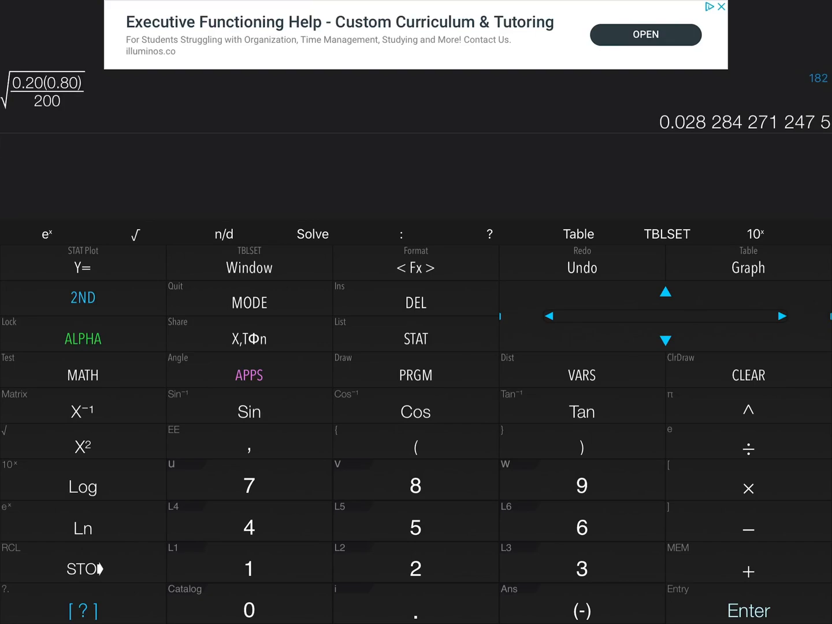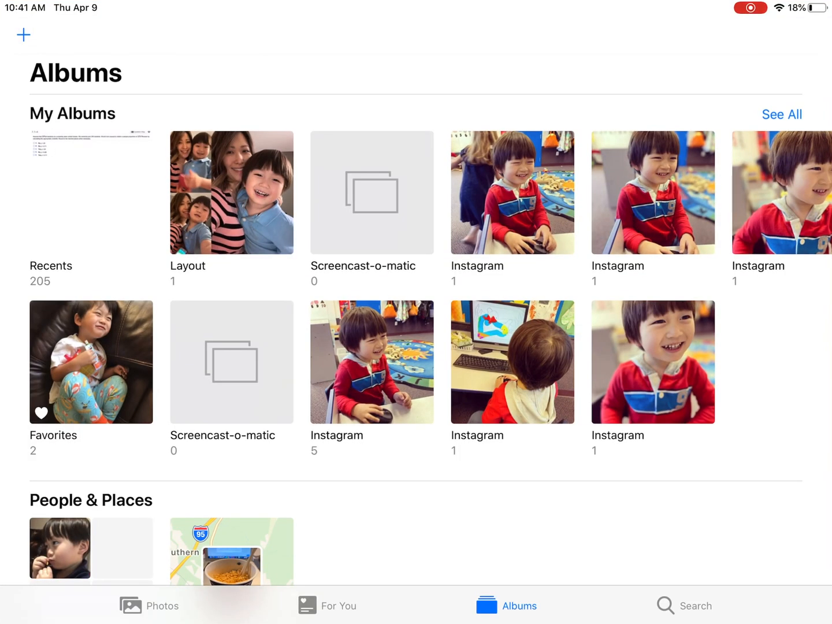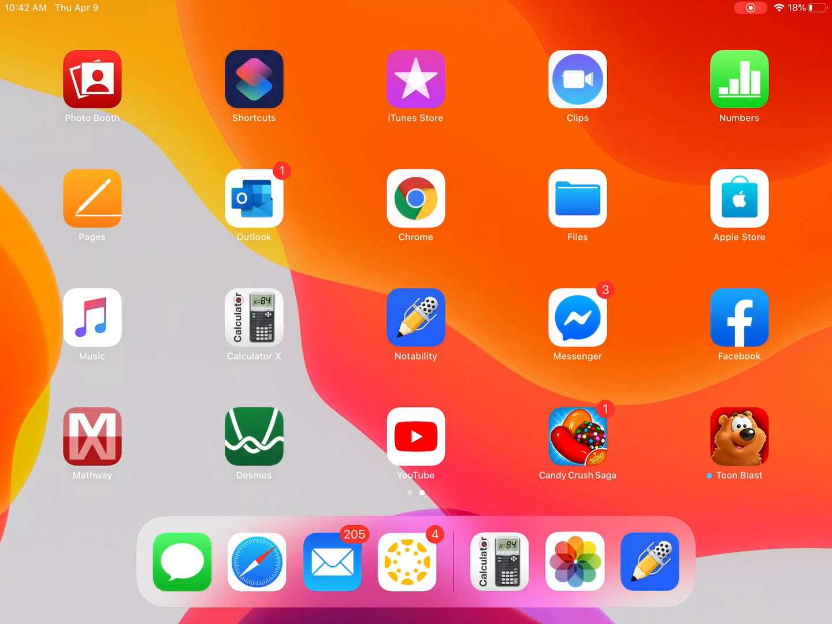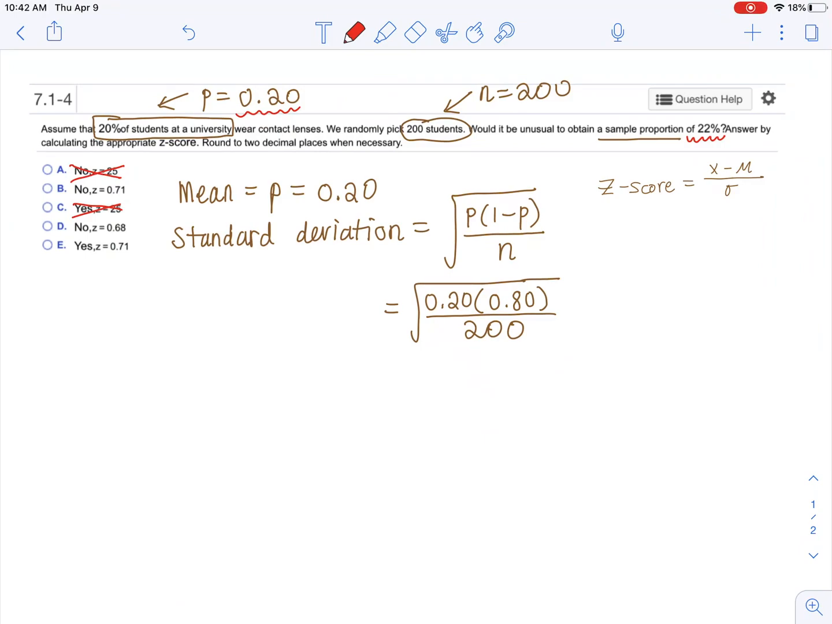Okay. I'm going to go ahead and take a picture of this number on my phone so that when I go back to my notepad, I know what number it was. Okay, hold on. Go back to the notes. All right. Oh, not that one. Notes. This one came out to be approximately 0.028284. I'll just write that much, okay?